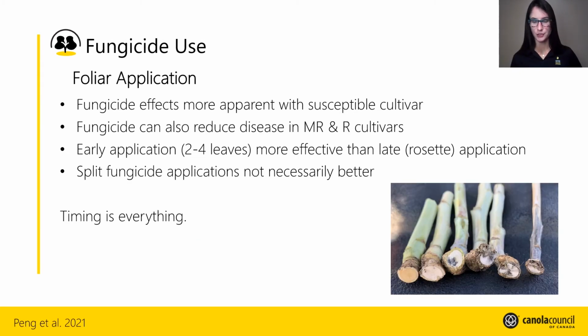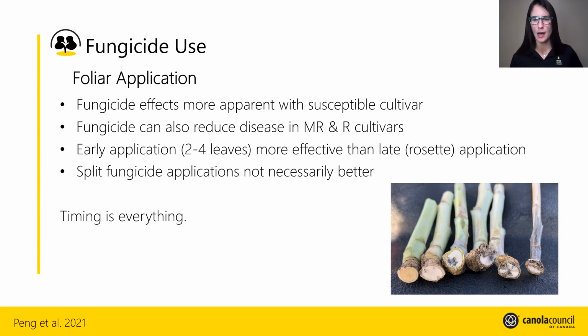Foliar fungicide applications for blackleg have been in place for quite some time. It's not a practice that is widely adopted here in Canada. Very few growers actually use this, mainly because they don't see a return on investment. And there are a few things at play there. A lot of times this application goes on too late, or their resistant cultivars are working really well in the field already. So we've had some work go through Dr. Gary Peng's lab at Ag Canada, Saskatoon, which really highlighted that we see fungicide effects, or they're much more apparent, on susceptible cultivars. Well, here in Canada, we don't grow susceptible cultivars, right?